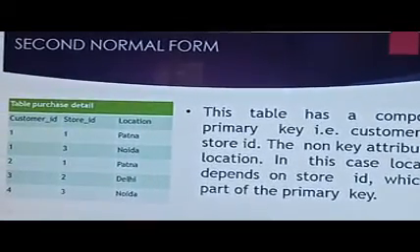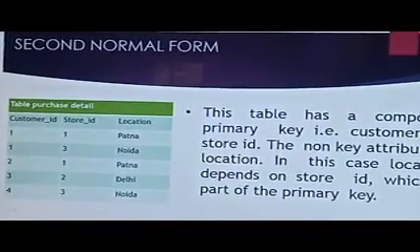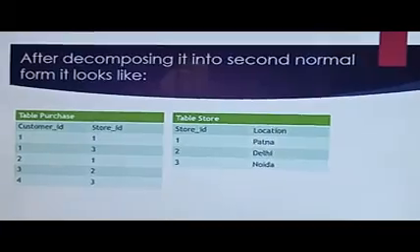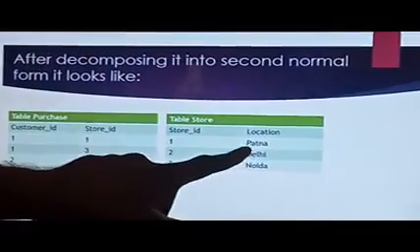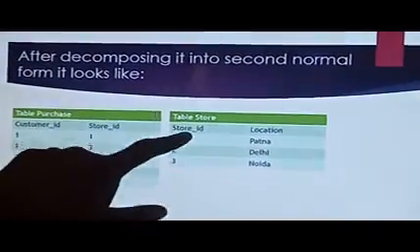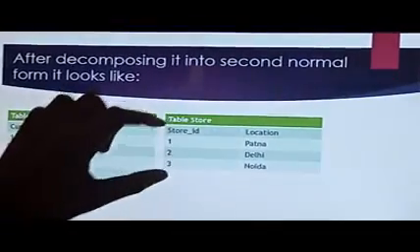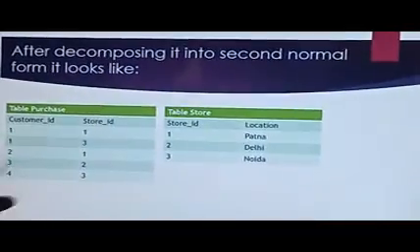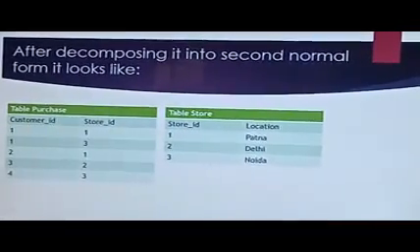The non-key attribute is location. Here you can see the location is the non-prime key attribute. It is completely dependent on store ID, but not on the customer ID and store ID together. So we are segregating the table into store ID and location, and customer ID and store ID as a separate table. This is the second normal form result.